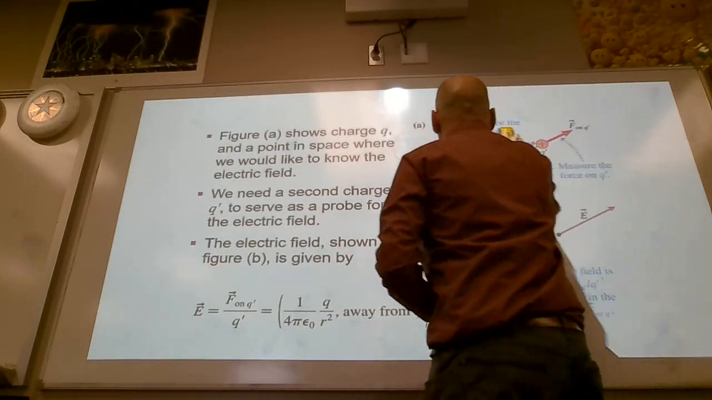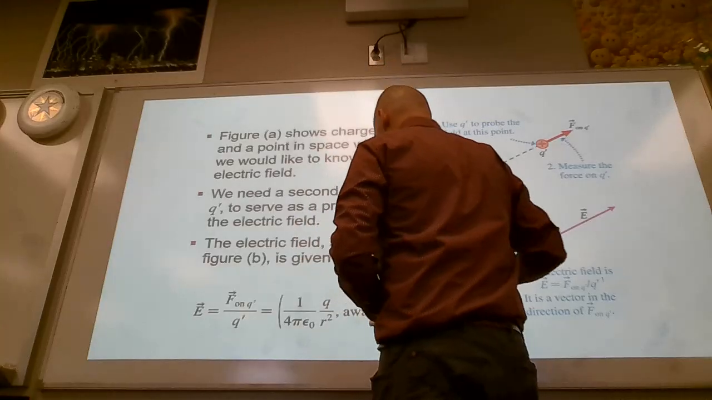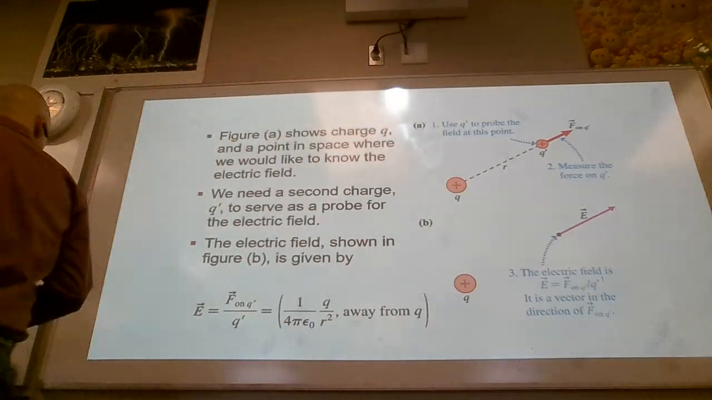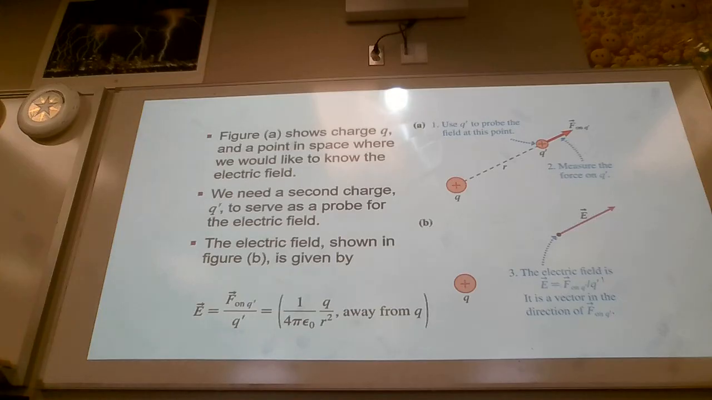Electric field. The way that I describe this is like it's the promise of an electric force in a certain area. There's a similar idea of a gravitational field.